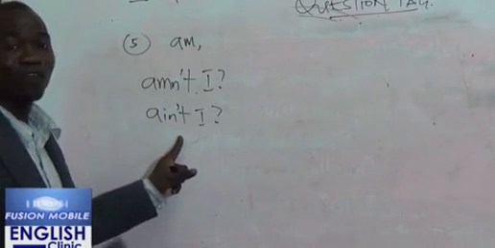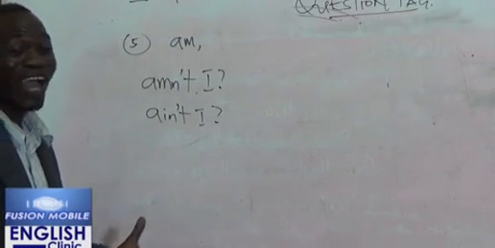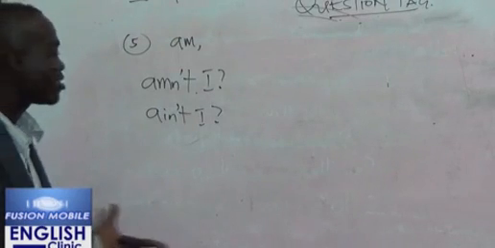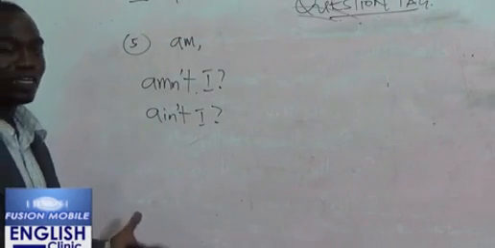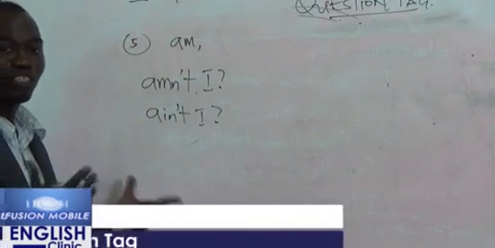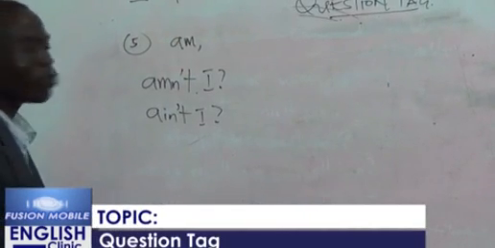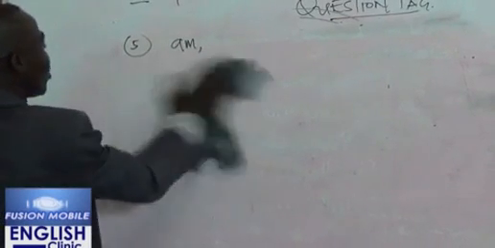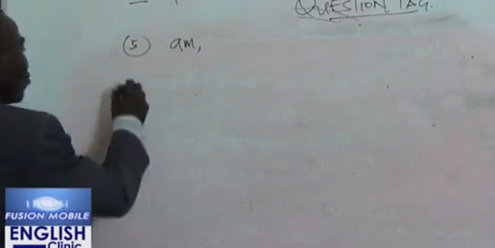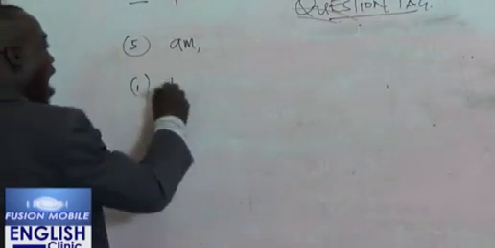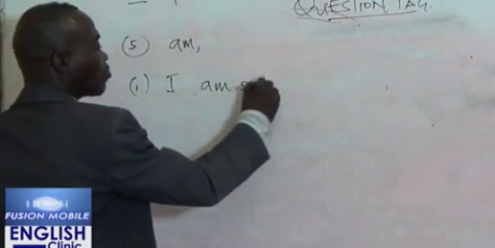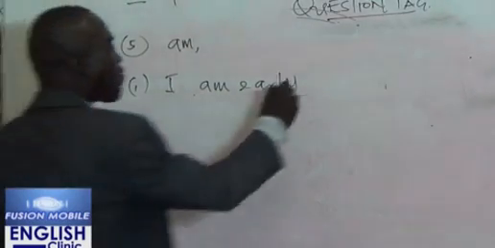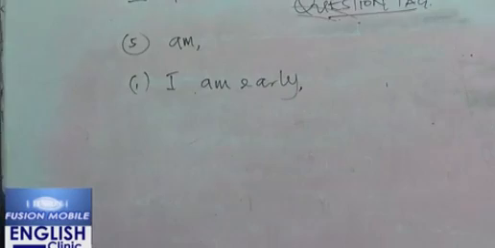So you must have had an expression like, you haven't seen nothing yet. That kind of sentence is not allowed or acceptable in British English. It's only acceptable in American English. So when you have a statement like what I'm going to write on the board, I am early. So how do I form the tag for I am early?